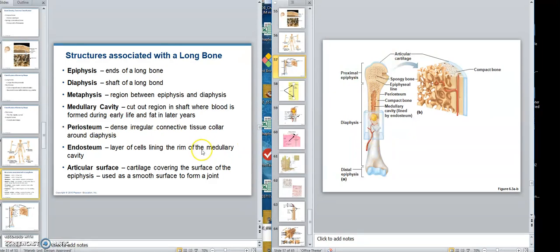Okay. The endosteum is a layer of cells right in there that surround the medullary cavity. You don't see that now. It's the endosteum. The articular surface. Okay, articulate in anatomy. Now see, here's a word. Some words in English mean two things. Articulate in regular English means to speak, to be able to articulate, to speak well. Articulate in anatomy means a joint.